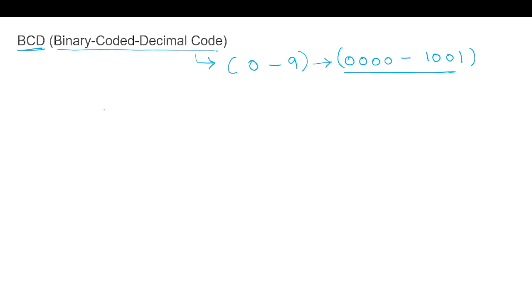Now, for example, I have 874 in decimal, and I want to convert this to BCD. Each digit I will represent with 4 bits. In decimal, each digit is from 0 to 9, so each digit gets 4 bits. 8 can be represented as 1000, 7 can be represented as 0111, and 4 can be represented as 0100. So this is the BCD representation.